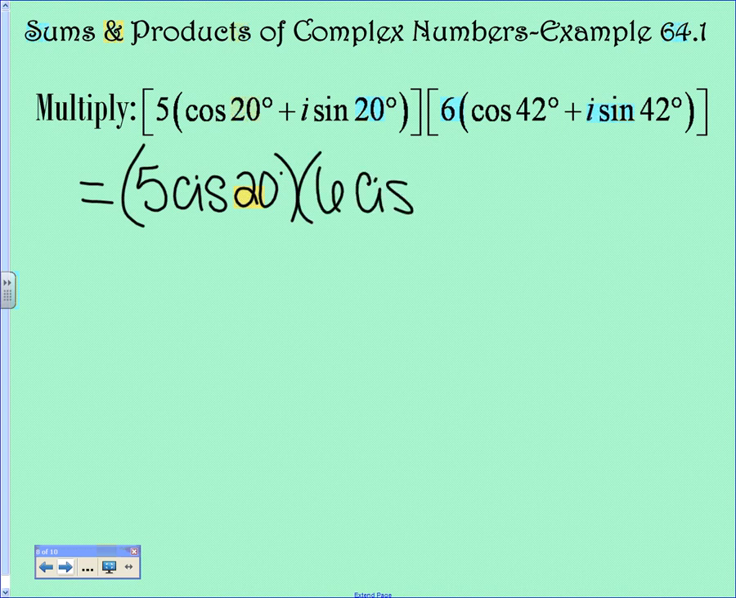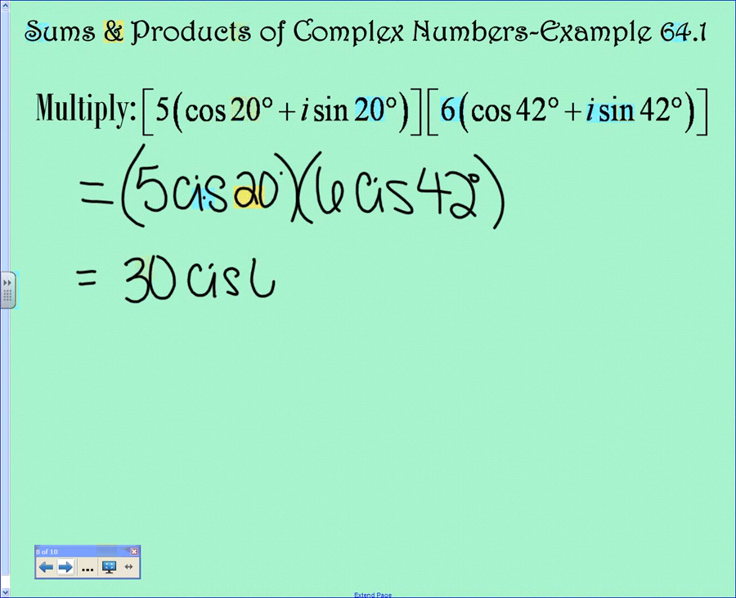6 cis 42. There's a common question that usually happens regarding the angles. Are they always going to give you the same angles for your cosine and sine? Yes. They're not going to make these two numbers different, because then you couldn't write it in this format. So they're always going to make those angles match up so you can write it in the short way. Okay? So now that you have it in this format, you're going to multiply the 5 and the 6 to get 30, and you are going to add the angles. That's your answer.